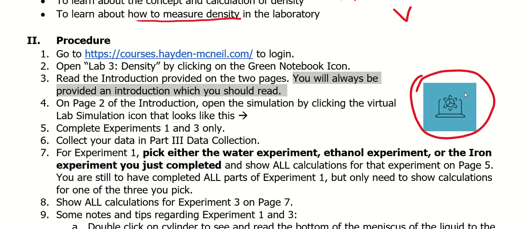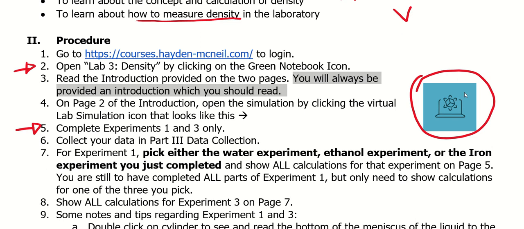Okay, so now to the good part. You are going to complete experiments 1 and 3 only. So omit 2 and 4. Right off the bat, just leave those behind. On page 2 of this lab on the website, it gives you 4 total experiments, right? Experiment 1, 2, 3, 4. Omit 2 and 4. What we're focusing on is experiment 1 and 3.